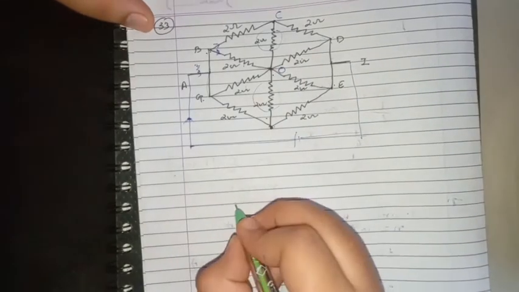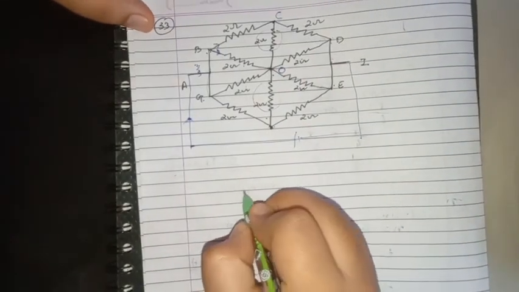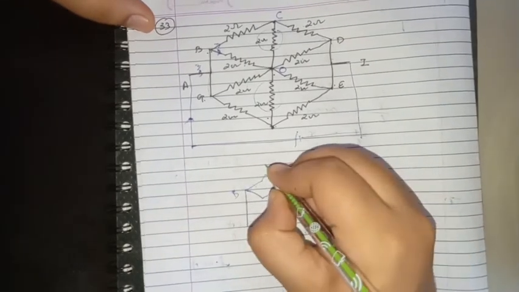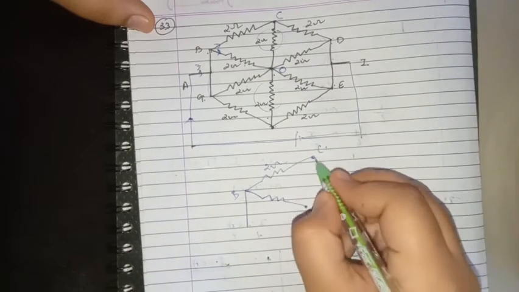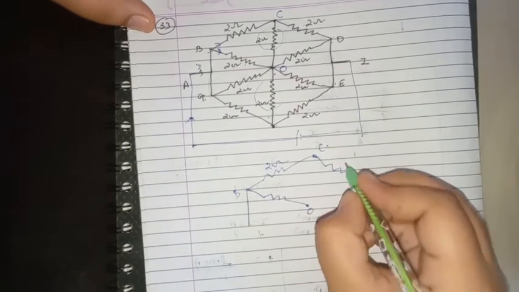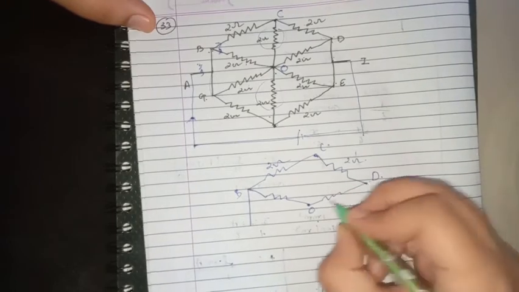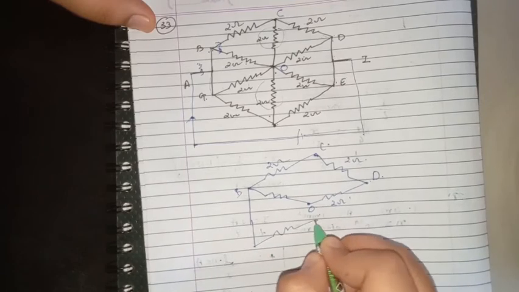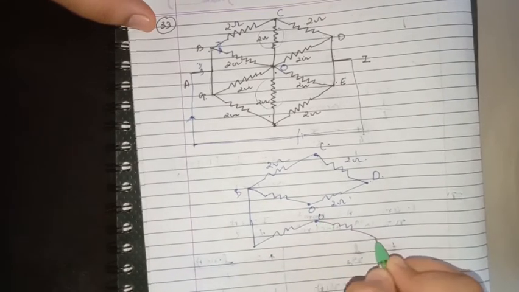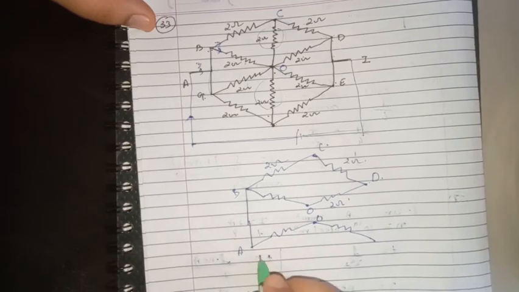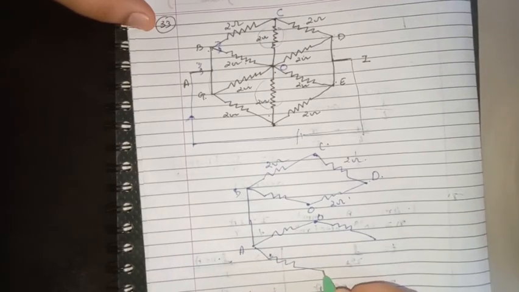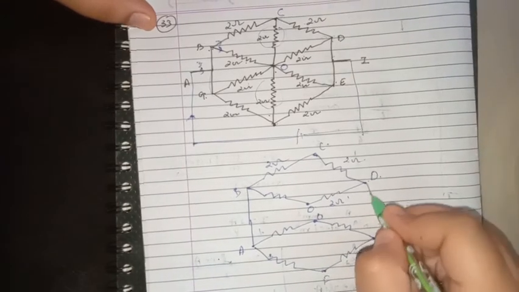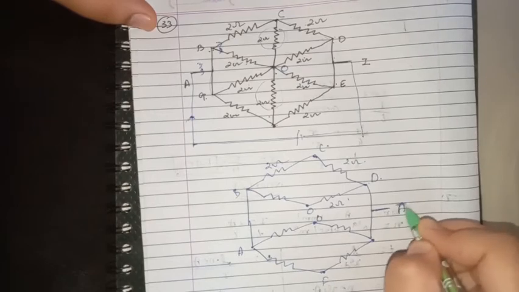So the new circuit will look like, this is point O, this is point B, this is point C, it is D, and the lower one will be this is point A, or we can say G, this is F, and this is common connection I.